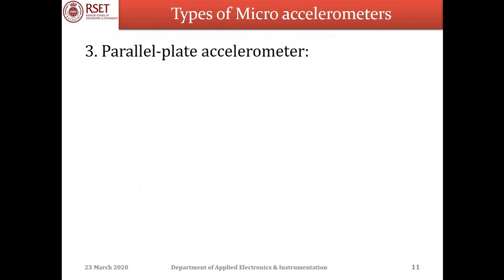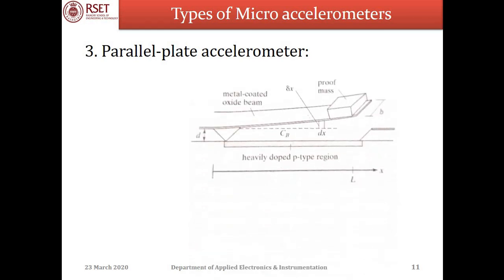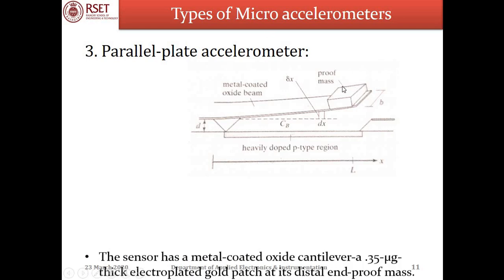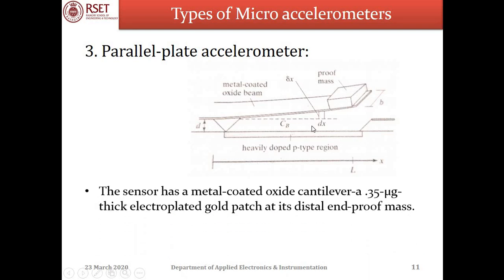Now the third type of micro accelerometer is the parallel plate accelerometer, which again utilizes the capacitive effect. So here we have the illustration shown, which is that of the earliest fully integrated capacitive acceleration sensor, which is surface micro machined on a wafer with integrated MOS detection circuitry. The sensor consists of a metal coated oxide cantilever with a 0.25 microgram thick electroplated gold patch at its distal end, which serves as the proof mass.